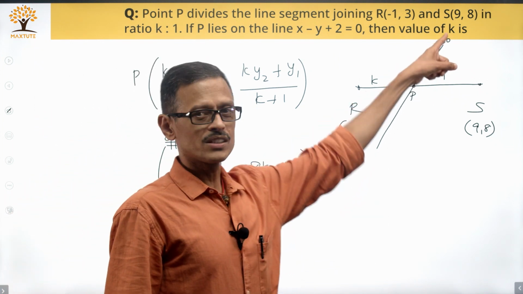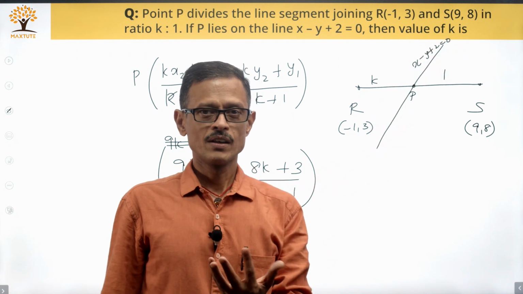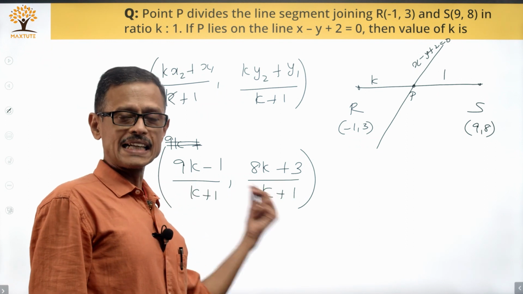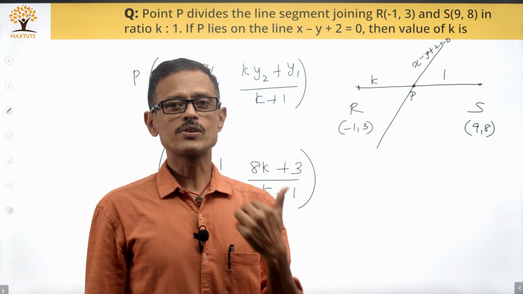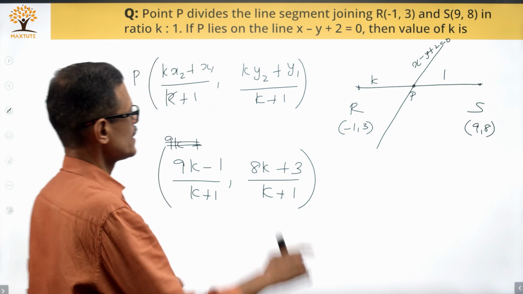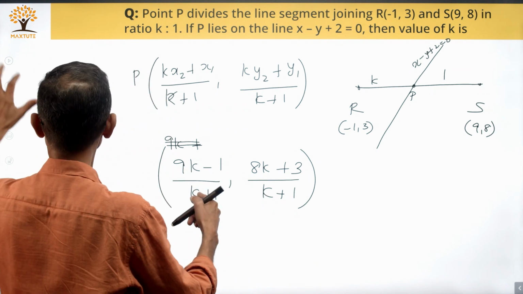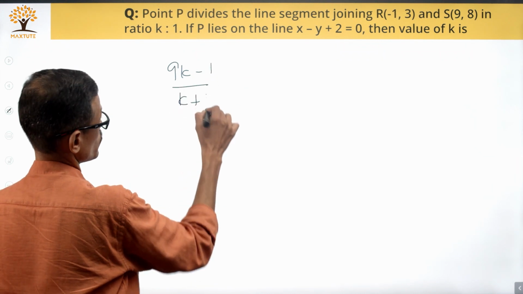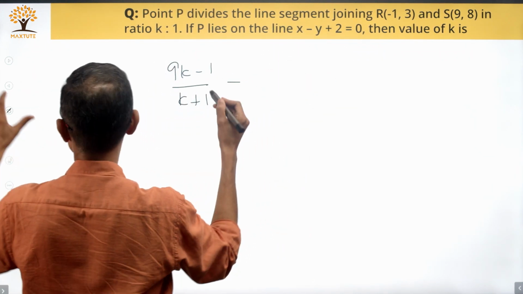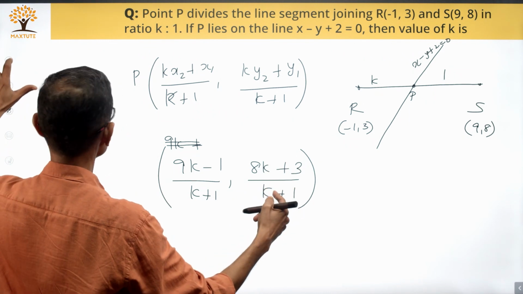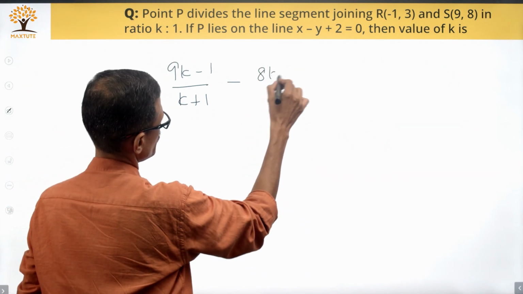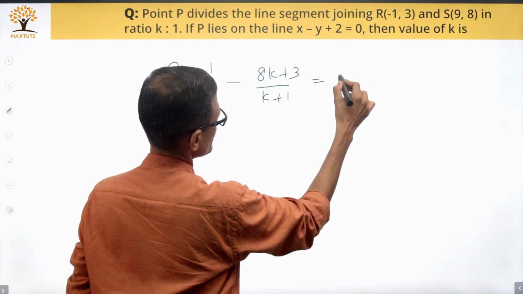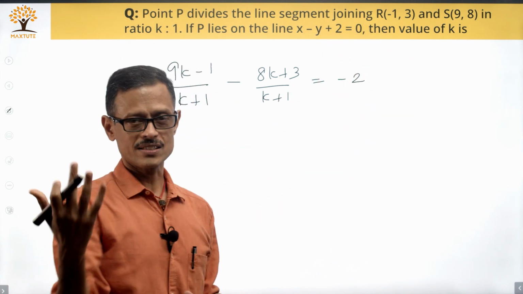Now point P lies on this line x minus y plus 2 is equal to 0. So we substitute the coordinates of point P, the values of x and y that we got in terms of k, in this equation. It should satisfy this equation. So let's do that. The x coordinate is 9k minus 1 divided by k plus 1, minus y, which is 8k plus 3 divided by k plus 1, plus 2 is equal to 0. We'll write it as minus 2, taking the plus 2 to the other side.